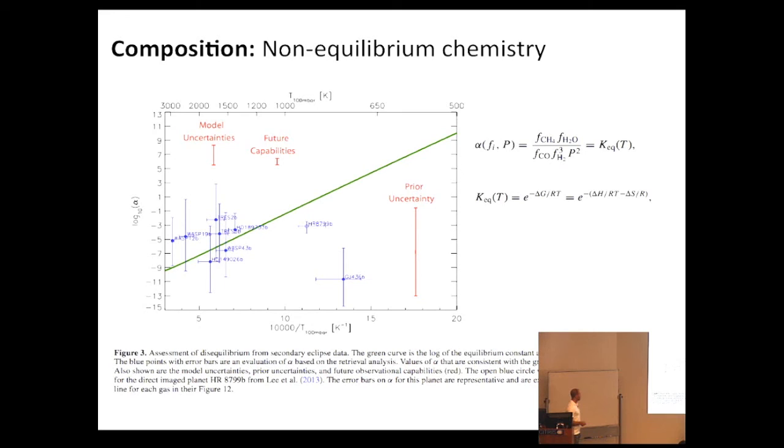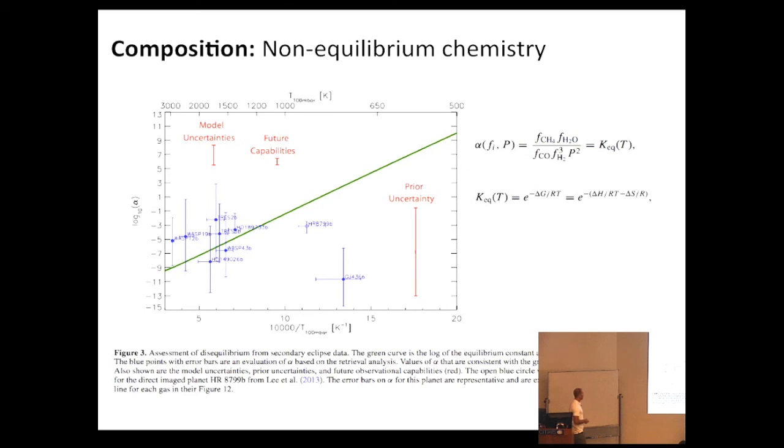This is a figure from one of Mike's papers from his thesis, I think, plotting the equilibrium constant for the balance between the partial pressures of methane, water, and CO, which depends on the Gibbs free energy, as a function of temperature, and plotting the empirical measurements of the equilibrium constant as determined from the abundances of those chemical species measured in the atmosphere versus the expectation. And so you can see here, for most transiting planets, the error bars are large and you're consistent with chemical equilibrium.